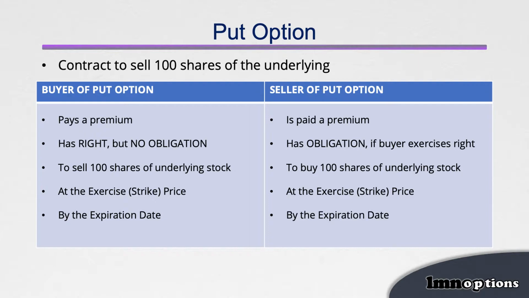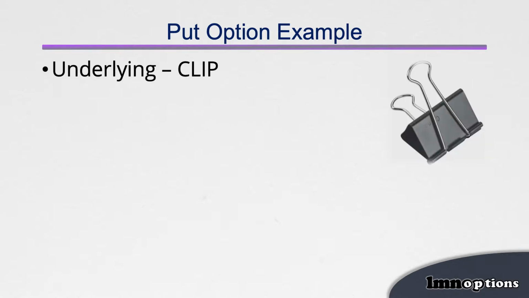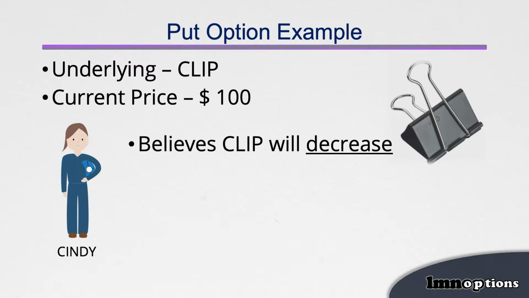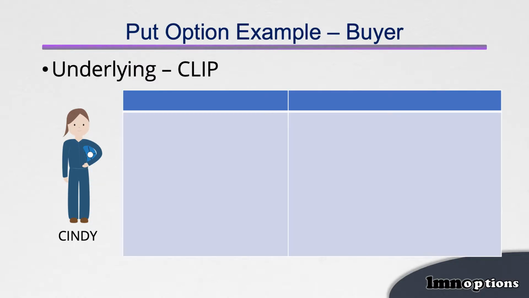Let's take a look at this from an illustration. The current price of Clip is $100. Now Cindy believes that the share price of Clip is going to decrease. So what can Cindy do about her prediction? Cindy can short sell the underlying shares in Clip.